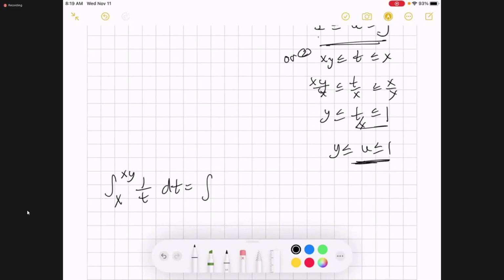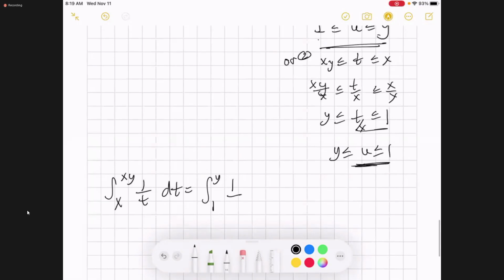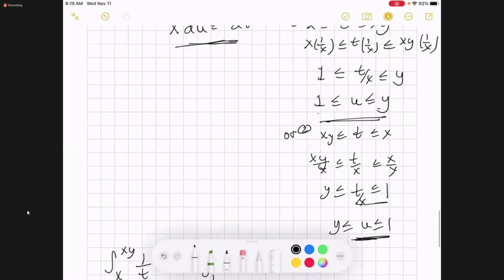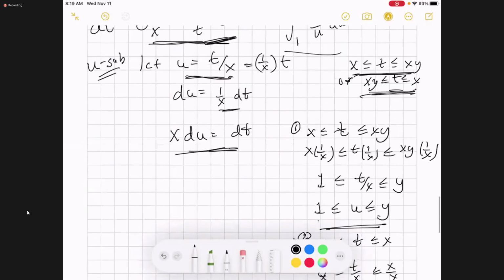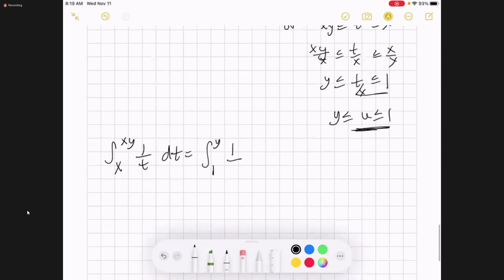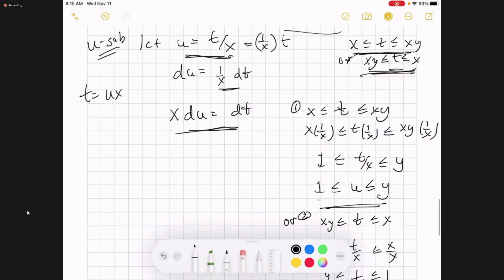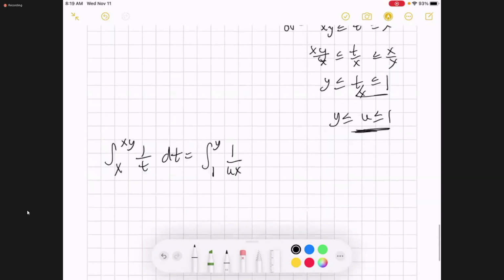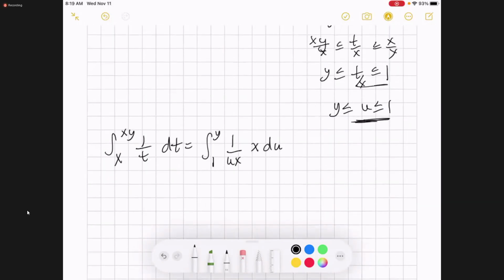Is equal to the integral from 1 to y, and then t is replaced by, let's see, t is u times x, and dt is x du. And the x's divide out. This is just the integral from 1 to y of 1 over u du.